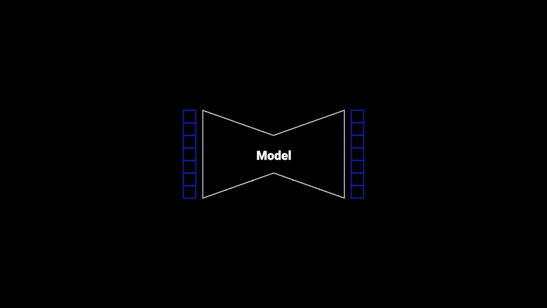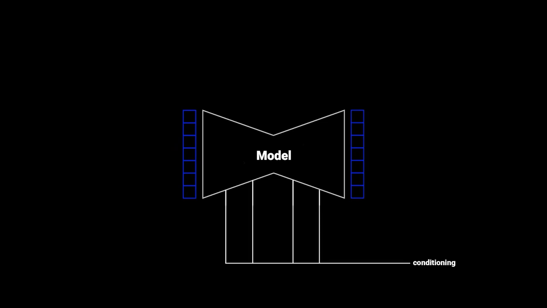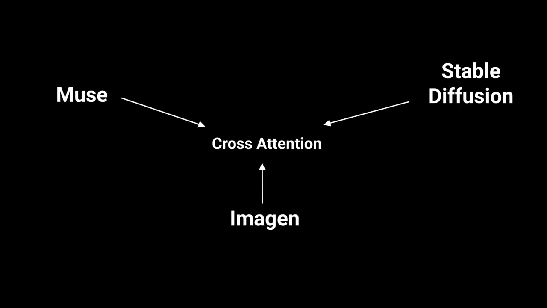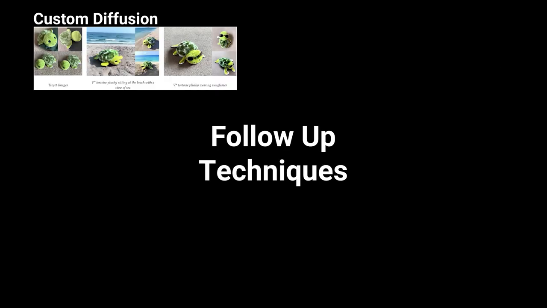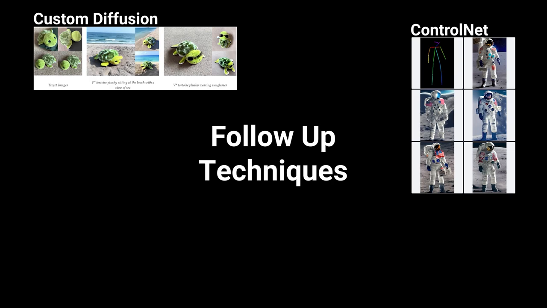Cross-attention is a way to condition a model with some extra information. The aforementioned models all use it to condition their models on text, and as of now, cross-attention seems to be the best method for injecting text conditioning into a model. And not only that, this also enables so many cool follow-up techniques, as you might have seen with Stable Diffusion.